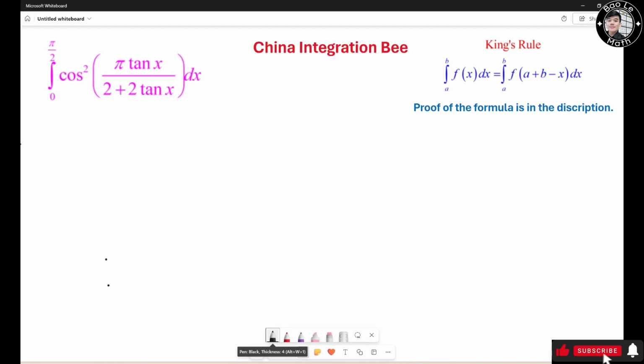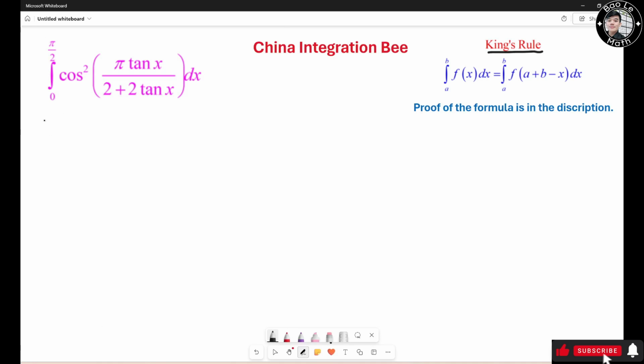Hello everyone, in this video we're going to explore the challenging integral from general integration B. In order to solve this problem we have to use the King's rule. The integral from a to b of f of x dx is equal to the integral from a to b of f of a plus b minus x dx. The proof of this formula is in the description below.